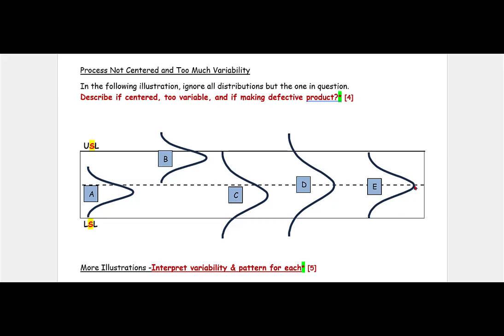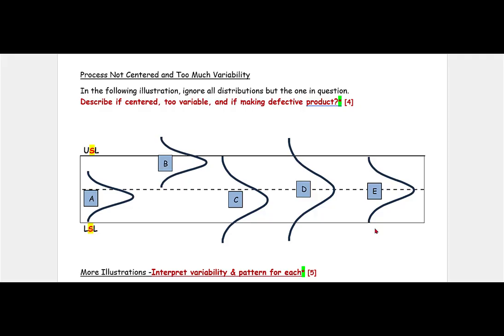E, is it centered? Yes. Is it too variable? No. This distance is no more than this distance. It could be exactly the same, I should point out, but it is not greater. Is it making defective product? No. There is no part of the tail that exceeds the upper or lower specification limit.